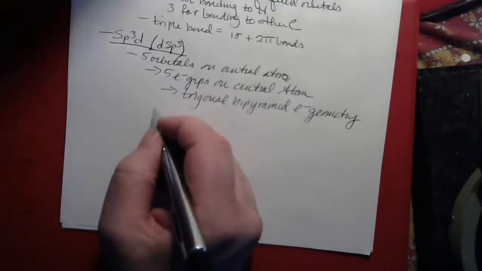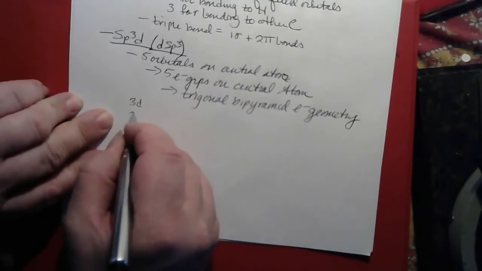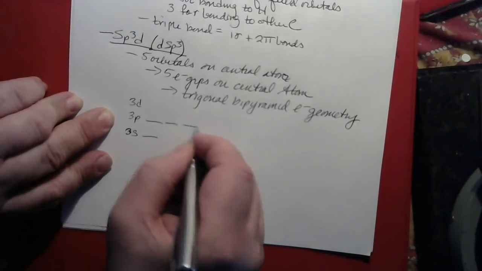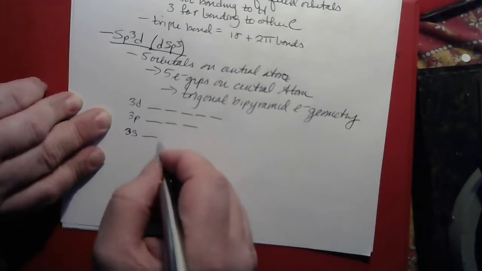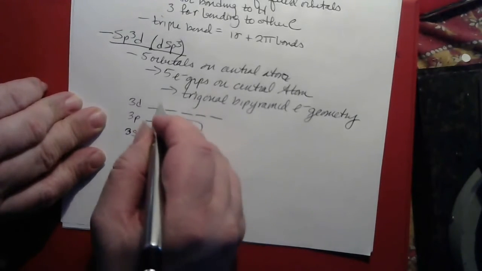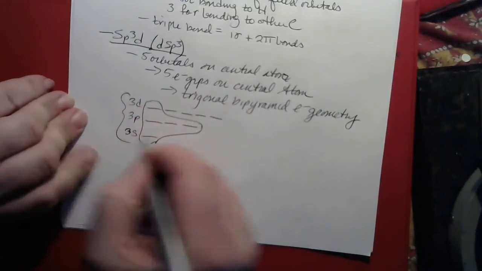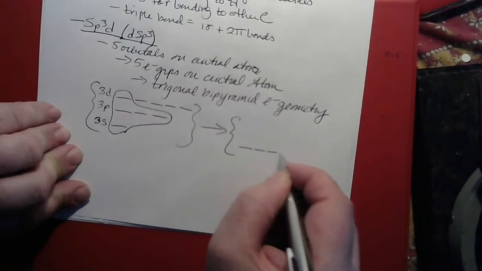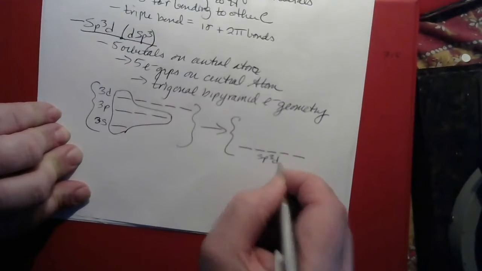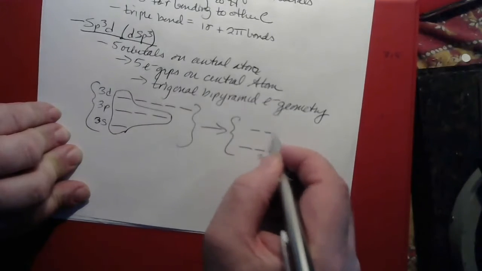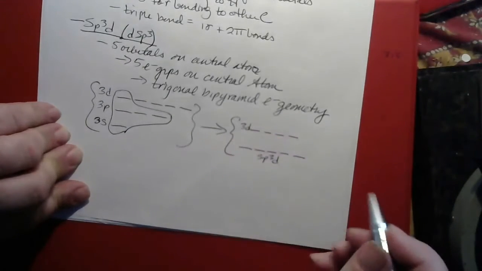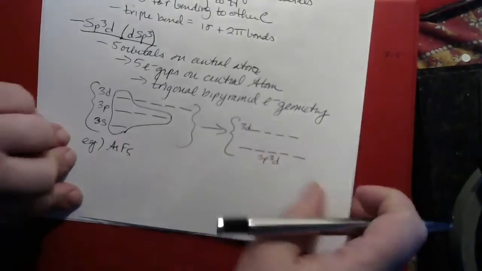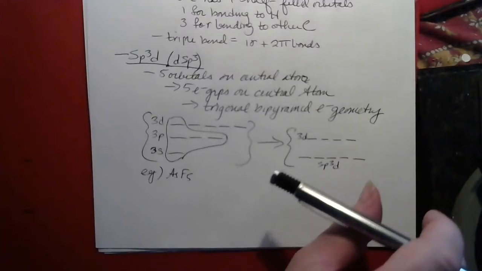Okay, so for the sp3d, you've got 3 p orbitals, an s orbital, and a d orbital. And you have the s, all 3 p's, and one of the d's. And they will combine into the sp3d hybrid orbitals, leaving you with 4 conventional 3d orbitals. And an example of that would be arsenic pentafluoride.